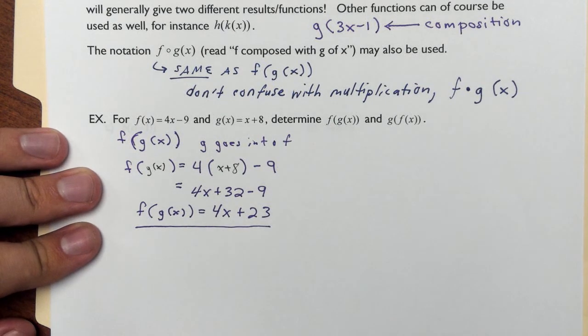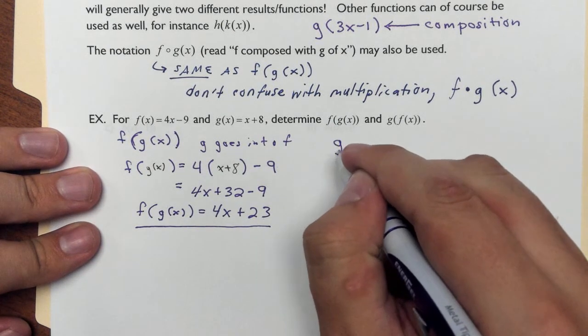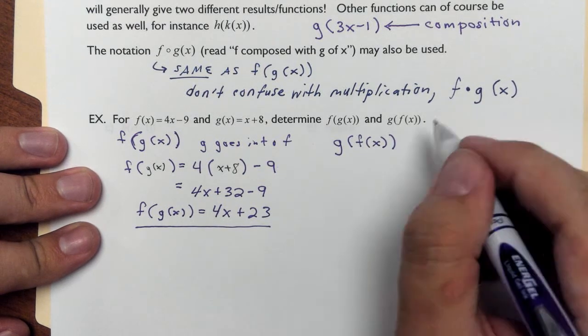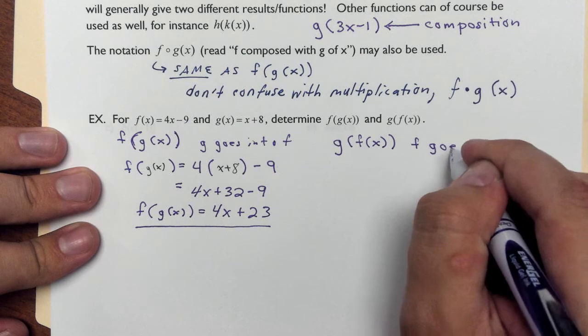Now I'm also asked to do this in the opposite order, g of f of x. So I'll do just that. Here, f is inside, so f is going into g.